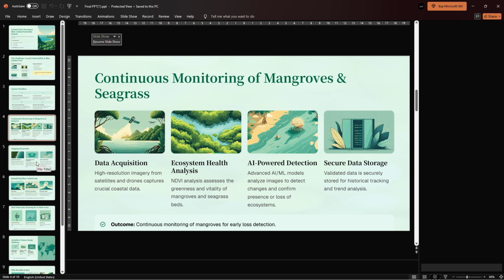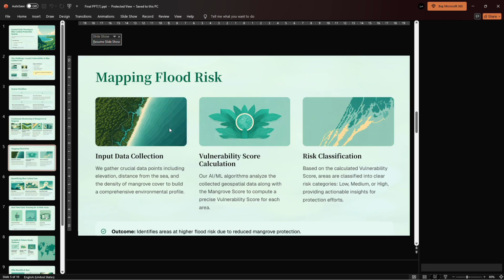Now we move again to our next major point, which is mapping flood risk. That is, we do input data collection, vulnerability score calculation, and risk classification. By these three factors, our AI model will help us figure out which areas have to be marked yellow, which are in more danger, and which people have to be notified.